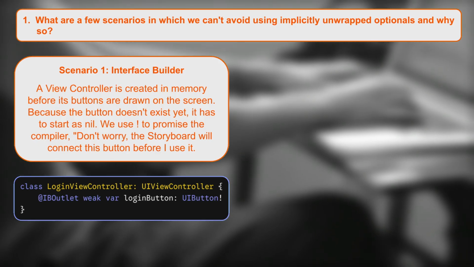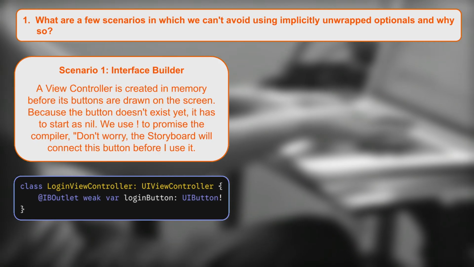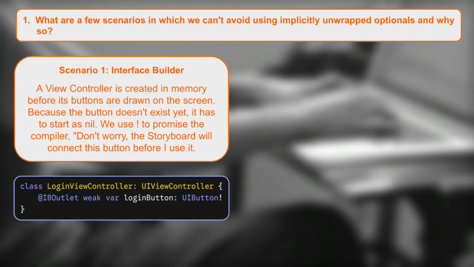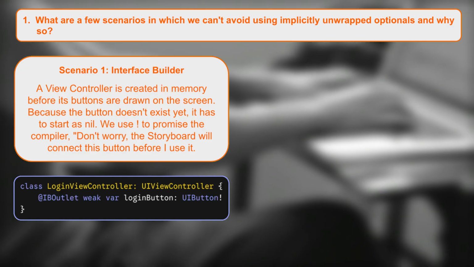Look at the code on the left. We use the exclamation mark to make a promise to the compiler. We are saying, don't worry, the storyboard will connect this button before I ever try to use it in my code.